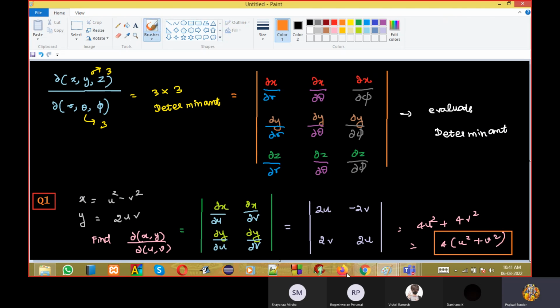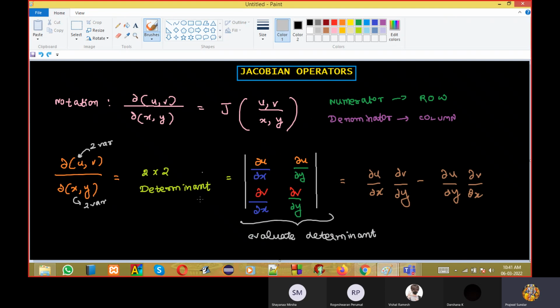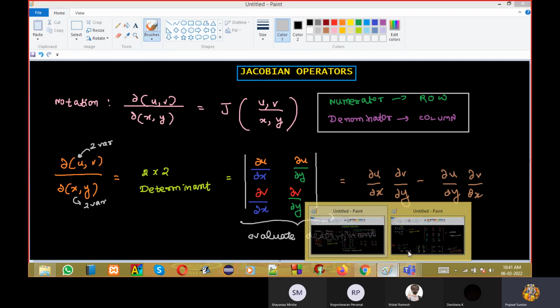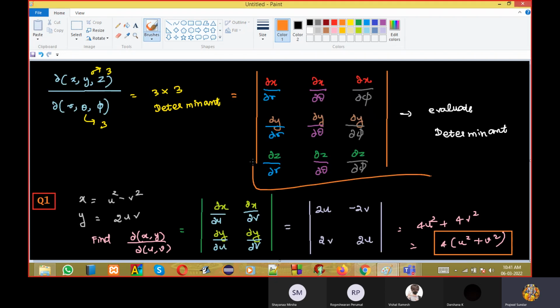The only thing new in this concept is you need to know how to write the determinant. For that I gave the way to remember: numerator you will write the rows, denominator write the columns. That's it. Determinant writing alone is the new part. After that, partial differentiation you already learned, and how to evaluate a determinant you also already learned. Nothing new, right? So I hope that this concept is 100% clear. Like, proceed.